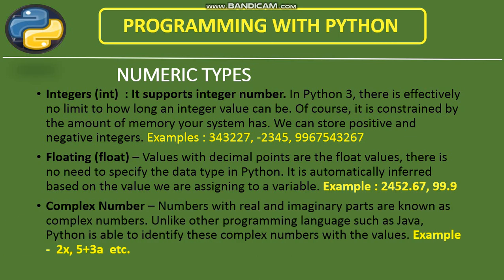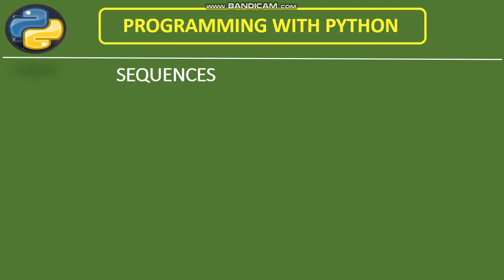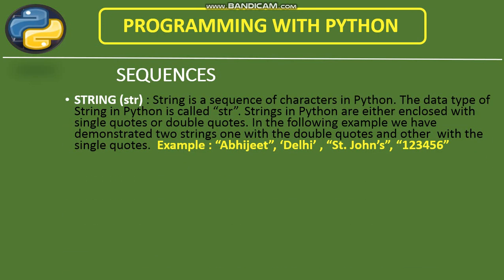Complex numbers can also be used in Python. The imaginary numbers you can see here, like 5 plus 3j, are called complex numbers. Sequences are advanced data types you will learn in advanced topics, but here is a small introduction.